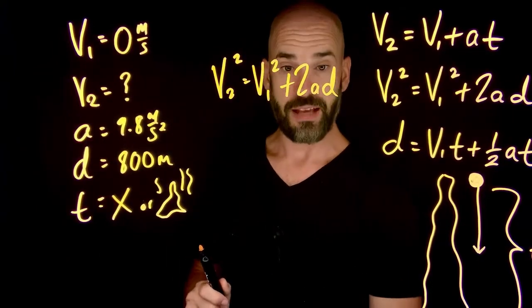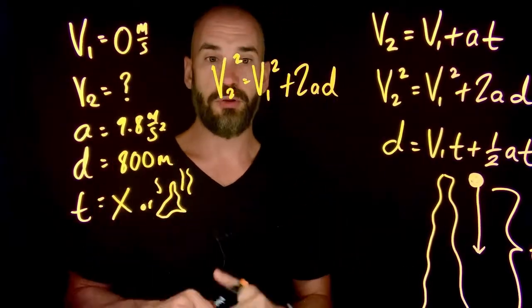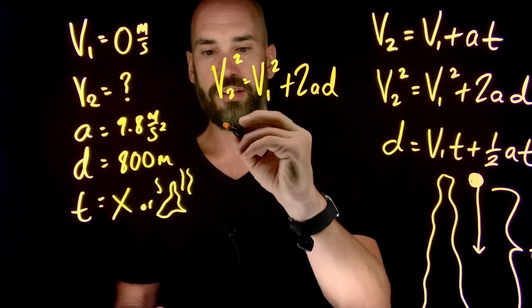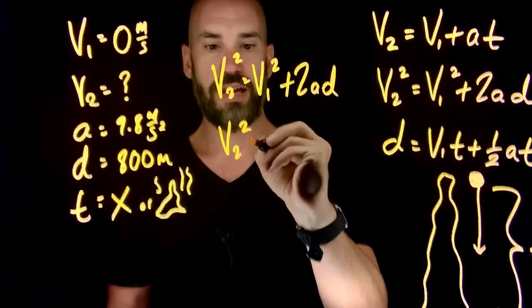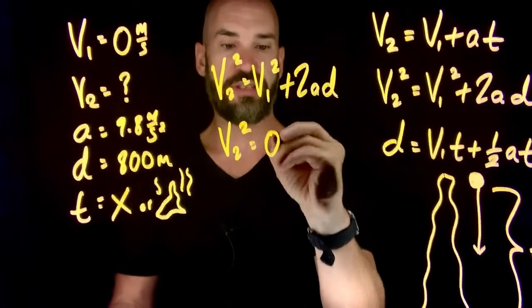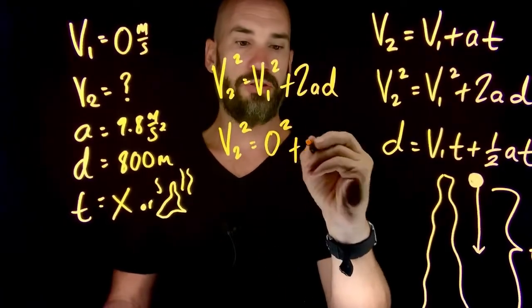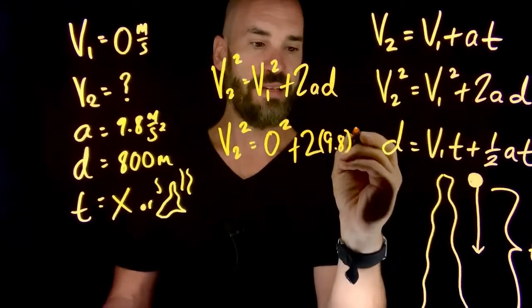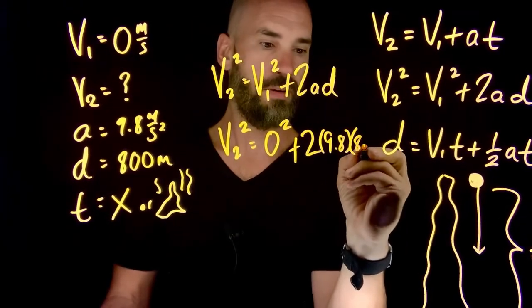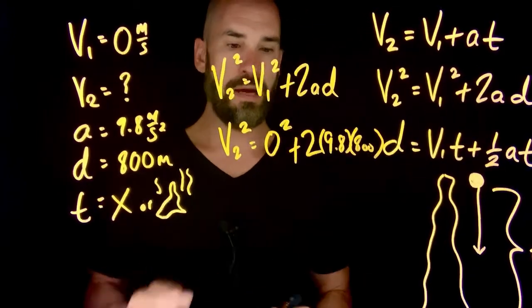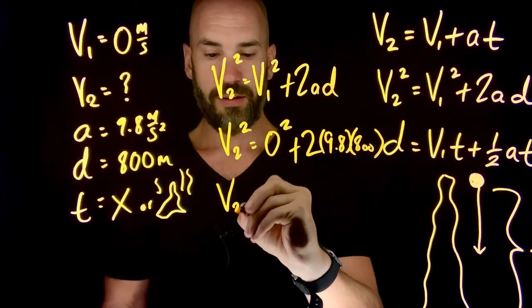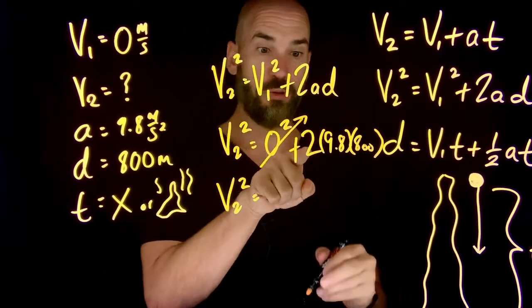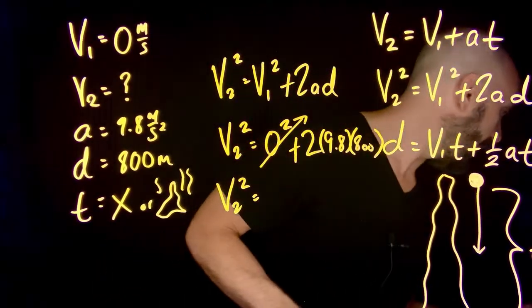Okay, last step of the 3-step process, substitute and solve for the win. V2, that's what we're looking for. We're going to leave that as our variable. V1 is 0, so that's just 0 squared, plus 2 times A, which is 9.8, and D is 800. So this obviously is 0. That's nothing. So then 2 times 9.8 times 800.